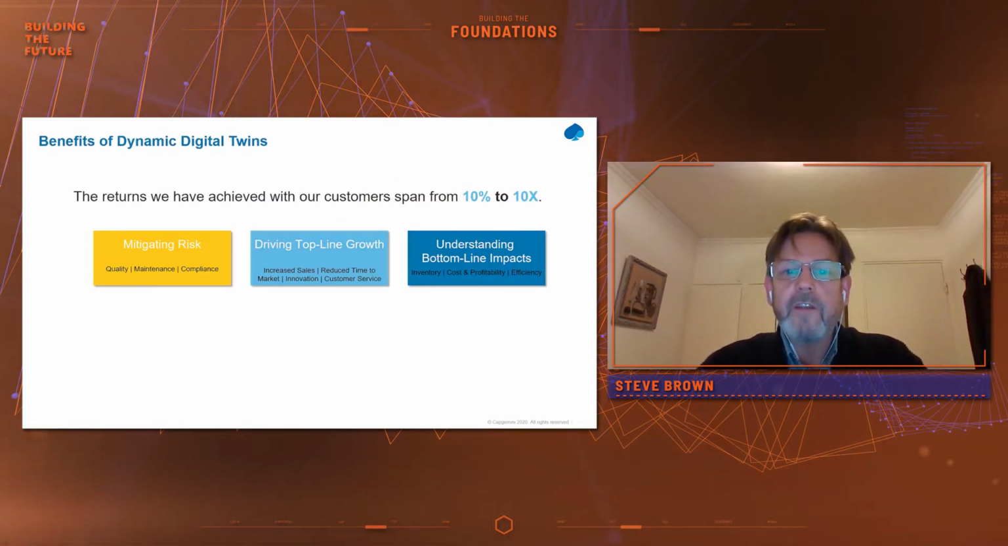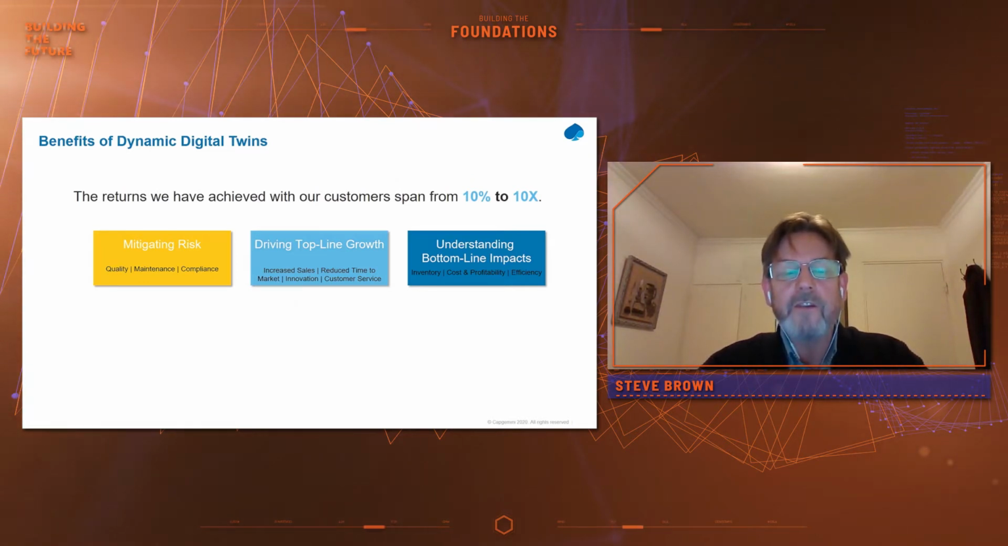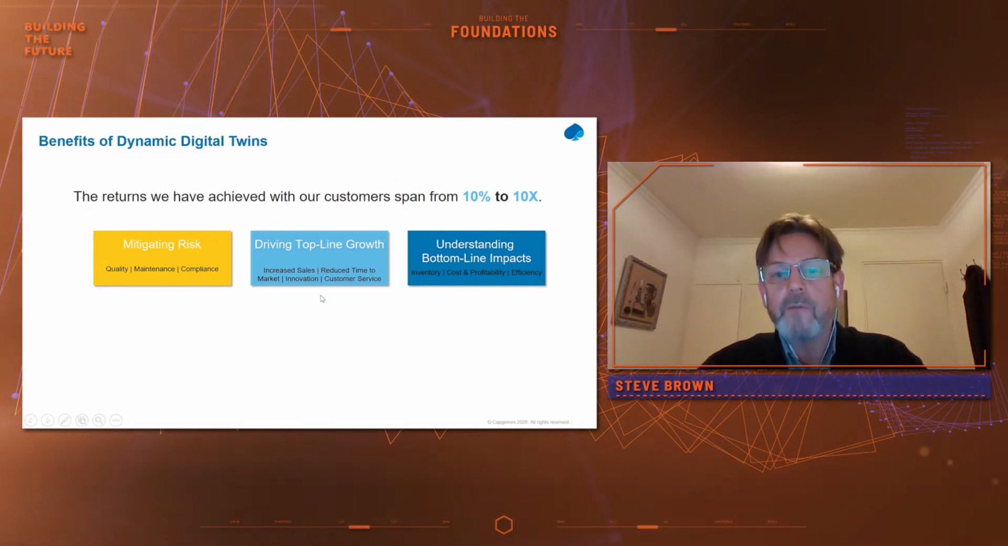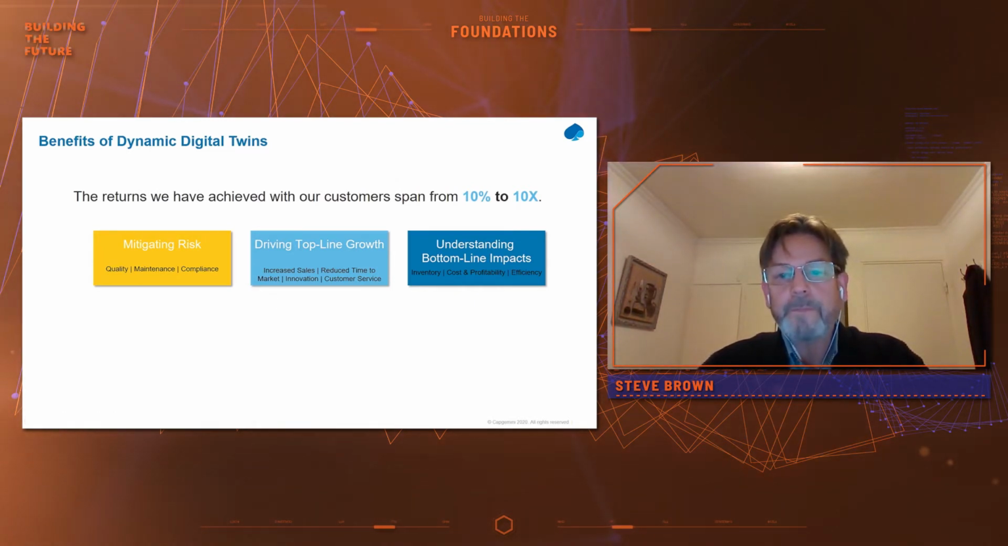Where we see the benefits, they fall into three main buckets: mitigating risk, driving top line growth, and bottom line savings. So reducing risk based on maintenance failures, compliance failures, or quality issues, reducing inventory, making sure you get the most out of your assets, increasing your OEE, etc. And also engaging with your clients to get more sales, more of what you're already doing, as well as selling new things to the clients, new digital services, and also using the digital twins as platforms for innovation and customer engagement.